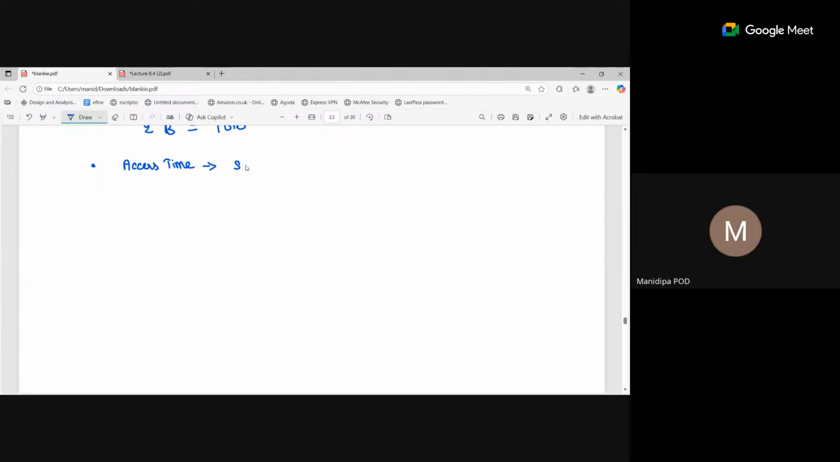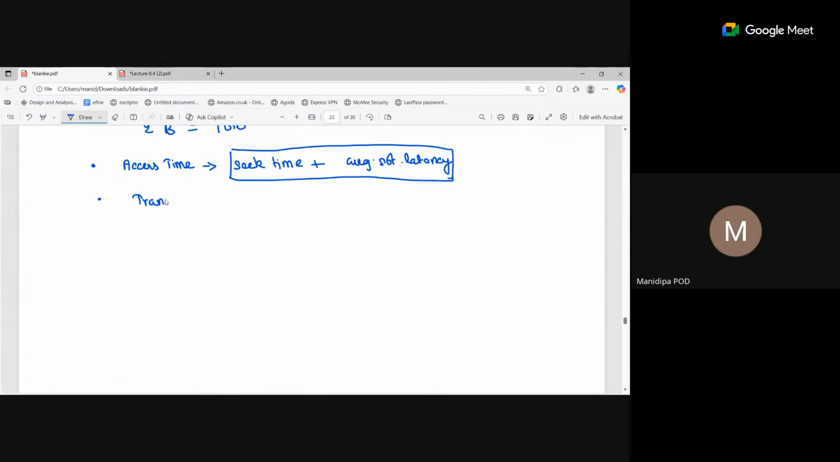So access time is equal to seek time plus average rotational latency. That is, this is the total time required to access the desired sector. First you have to locate the track, that is the seek time, then you have to locate the sector. So it is a sum of these two. Now this one I think you can figure out.